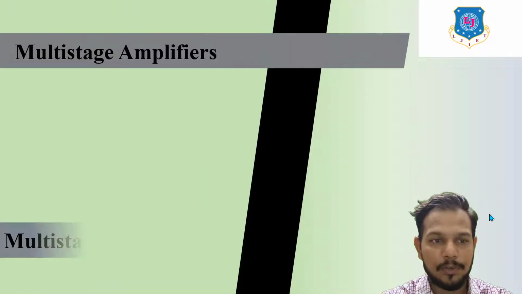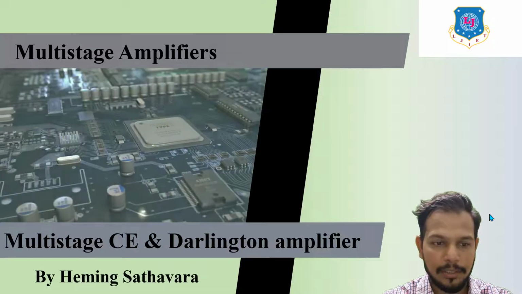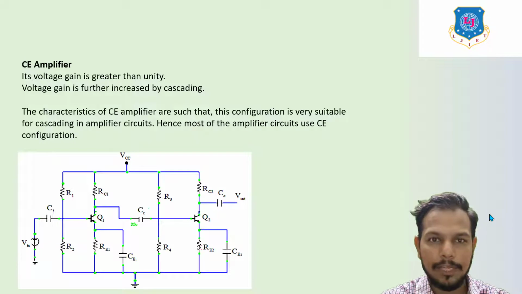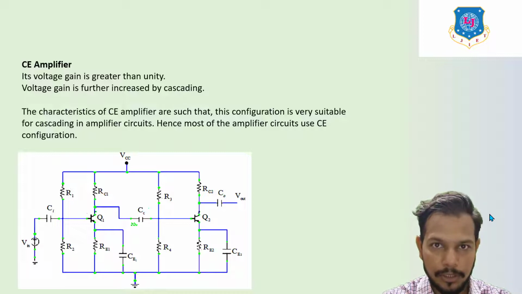Hello everyone. In today's session, we are going to discuss various types of multi-stage amplifiers: the multi-stage CE amplifier and the Darlington amplifier. Let us start with the multi-stage CE amplifier. We have already discussed the CE amplifier. CE stands for Common Emitter configuration.